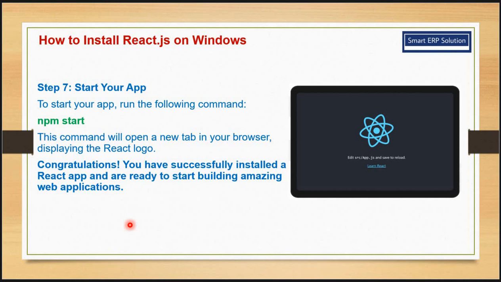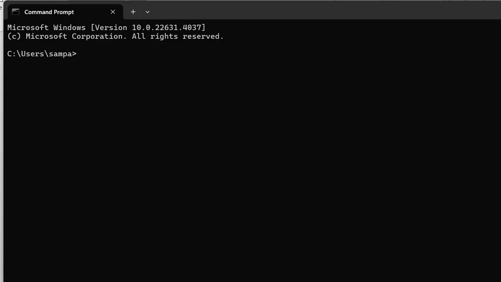Now I am going to show you the full process. First, you need to select the path. I want to create the folder under C drive. So, first I set my path under C drive. Now the C drive will open.